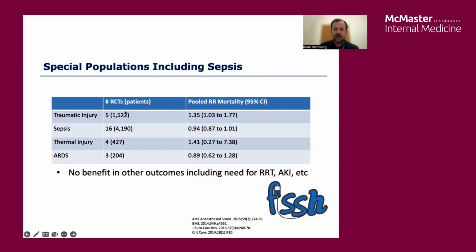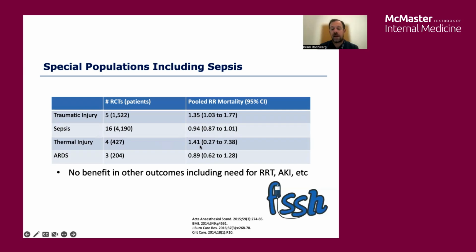You can see that in TBI patients, 5 randomized controlled trials, 1,500 patients, there's actually a signal toward worse outcomes with albumin compared to crystalloid. So actually a signal that albumin is associated with worse survival in patients with traumatic injury. Sepsis, 16 RCTs, perhaps a signal for benefit, but again, you can see confidence intervals that cross the line of no effect. So an element of uncertainty, and whether we think that this justifies the increased complexity and cost of albumin is for the prescriber, but I am personally not certain.